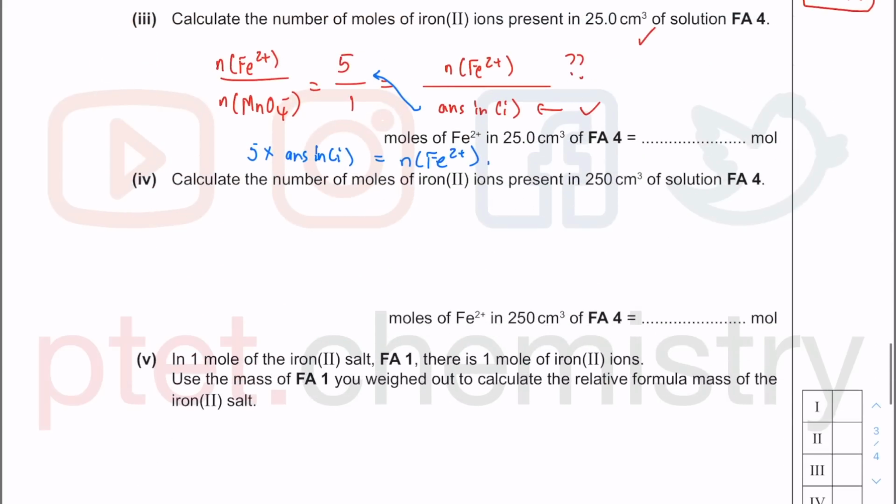Alright, now what do we know just now? We knew that we started from the solid, so all the solid goes into the 250 cm cube solution, but I don't use 250 cm cube for my titration.